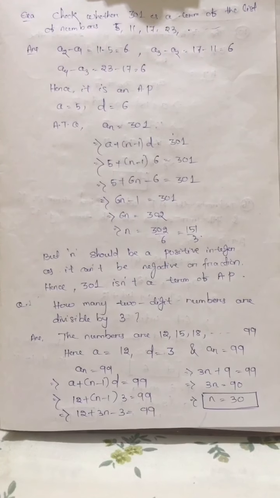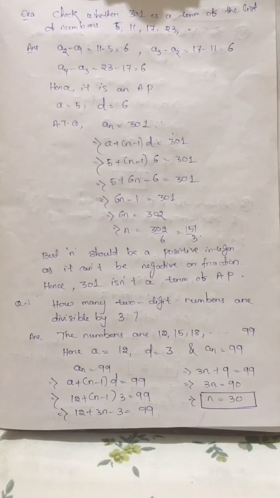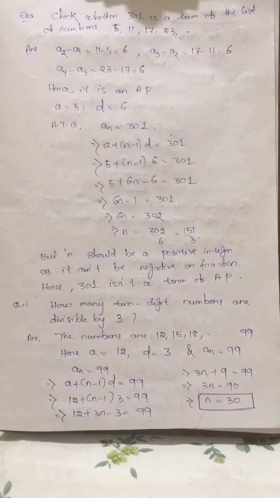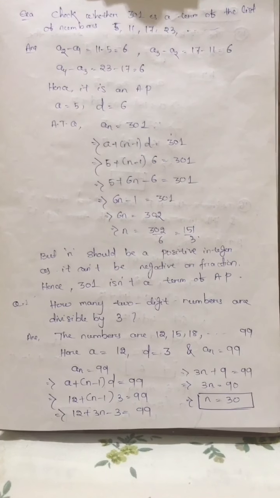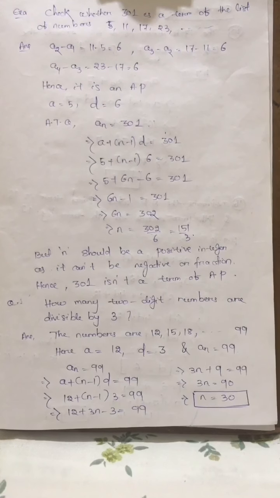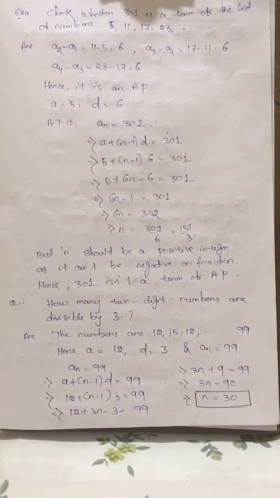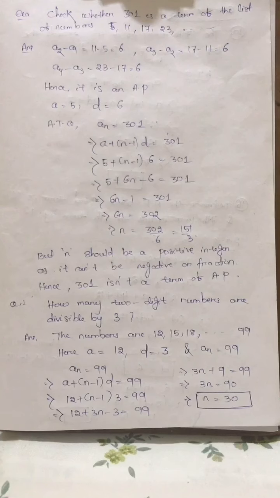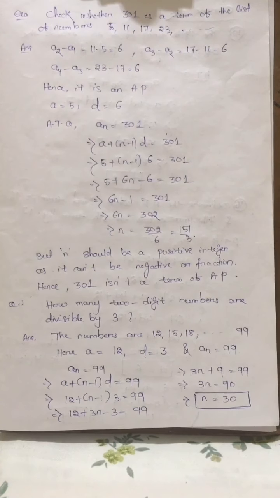So the next question is saying how many two-digit numbers are divisible by 3. So you have to check how many two-digit numbers are divisible by 3. If I ask you what is the first two-digit number that is divisible by 3, you will say 12, because 10 is not divisible by 3 and 11 is also not divisible by 3. So the first number is 12.